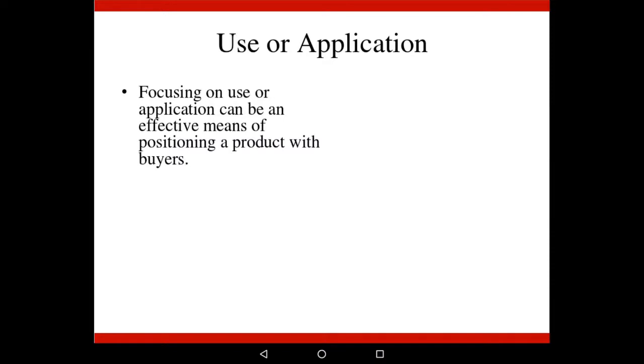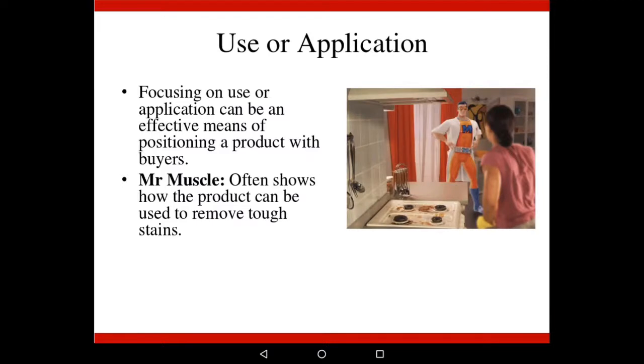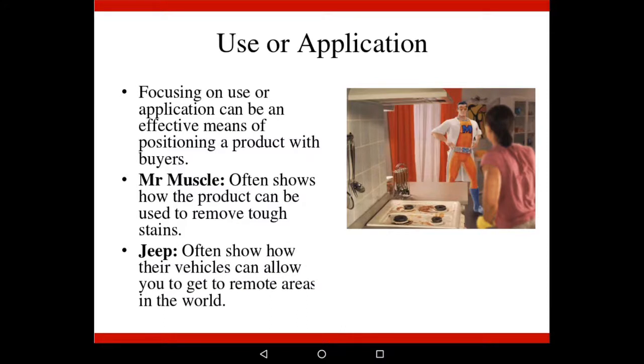Then we have use or application. Focusing on use or application can be an effective means of positioning a product with buyers. Mr. Muscle, for example, shows how the product can be used to remove tough stains. There's Mr. Muscle. This lady probably struggled to get the stains off the oven over there, you can see, and then Mr. Muscle flies in and says, you know, I'm here, and then she says, Mr. Muscle, right? And then he helps her, and the grime is gone. Jeep often shows how their vehicles can allow you to get to very remote areas in the world. Okay? So that's what it can be used for. It can be used on rocky terrains where most cars won't go.